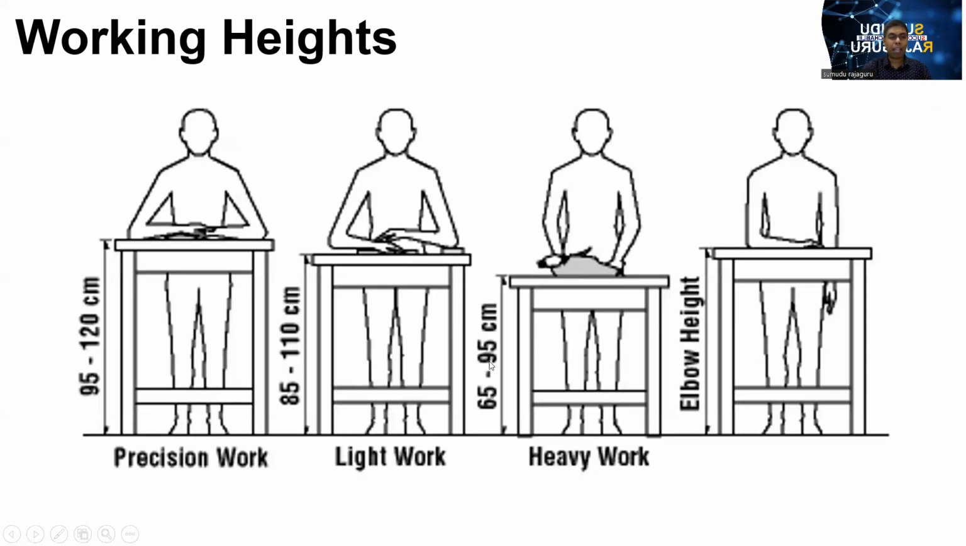So these are the normal heights. For example, if it is precision work, the height should be 95 to 120 centimeters. If it is light work, the height should be between 85 and 110 centimeters. If it is heavy work, the height should be 65 to 95 centimeters. Usually we think about the elbow height: when the hands are open, people can easily keep their elbow at a 90-degree angle. That is the general height we consider, and based on that we have to arrange the workplace, for stand-up workers as well as workers who work seated.